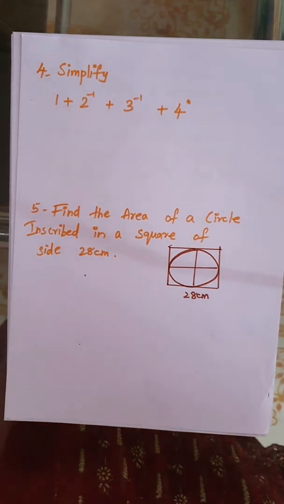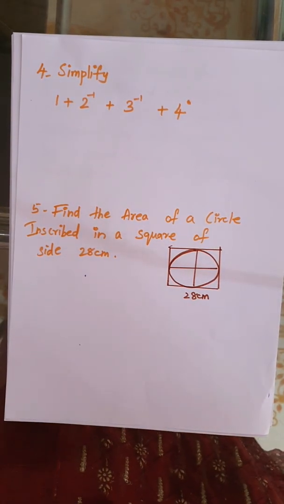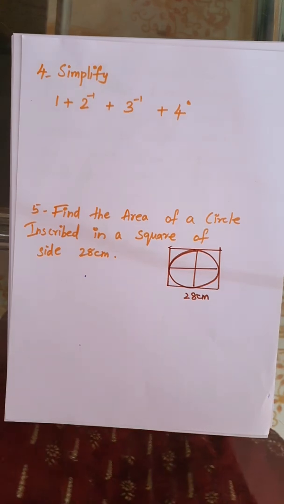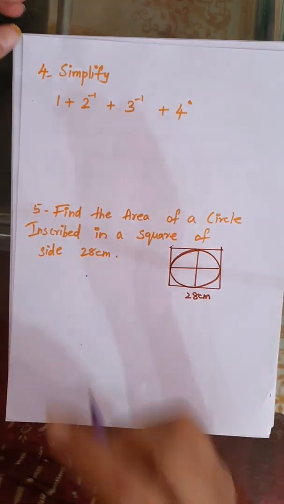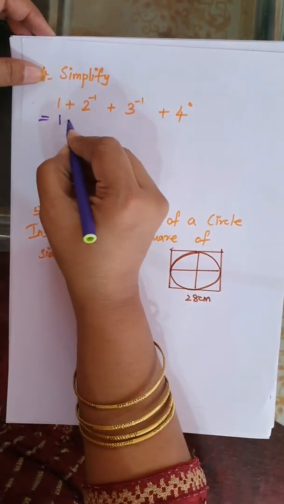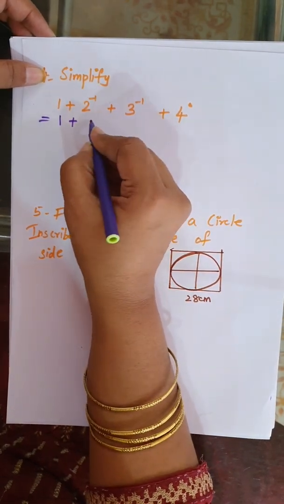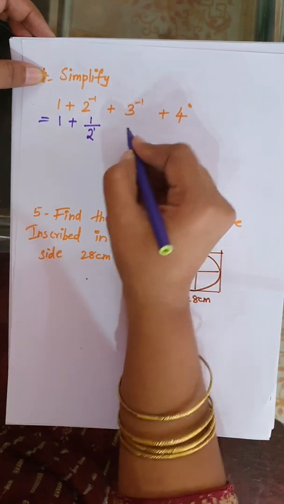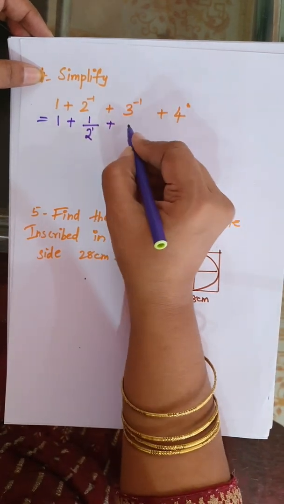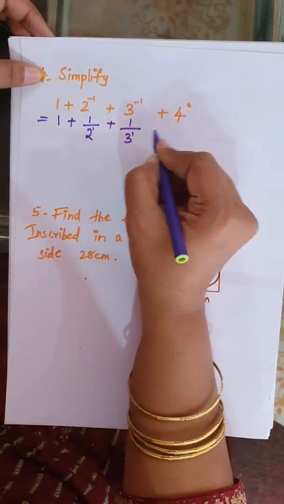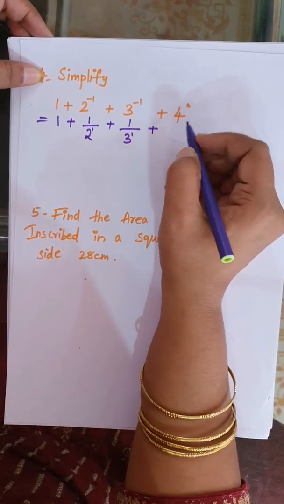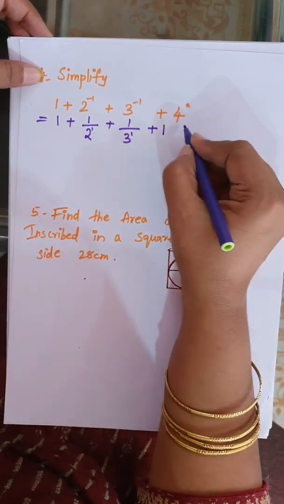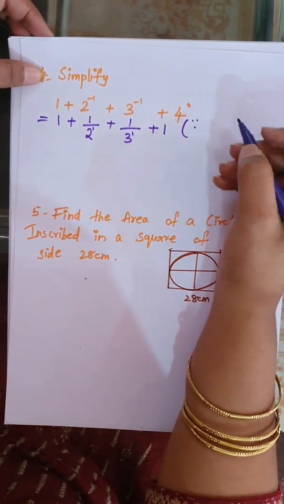Simplify 1 plus 2 to the power of minus 1 plus 3 to the power of minus 1 plus 4 to the power of 0. So here, 1 plus 2 to the power of minus 1 means 1 by 2 to the power of 1, plus 1 by 3 to the power of 1, plus 4 to the power of 0, which is nothing but 1. Here we have applied two laws.